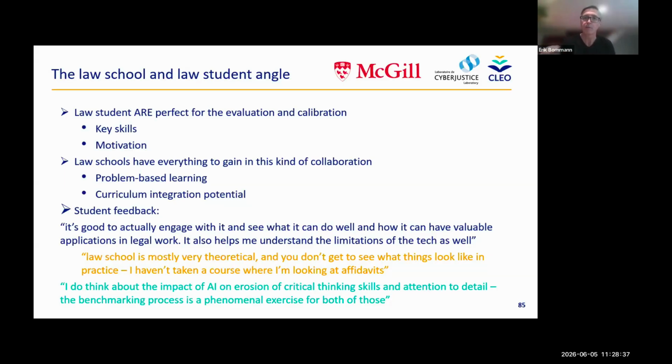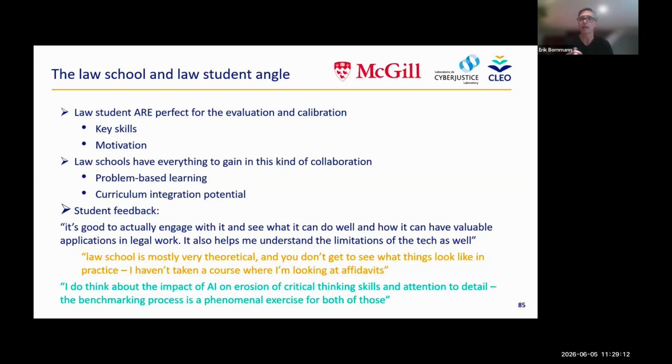Law students are perfect for evaluation and calibration work. In terms of key skills, the skill sets found in law students are perfectly suited for the task. They adapt in real time to systems, technology, prompting, narrative structure, and detail, and catch small changes that might have an impact. Their critical thinking and attention to detail are key skills. Motivation: law students are motivated by the practical impact of what they do, and they get to relate narrative facts to legal rules, a central feature of legal learning.